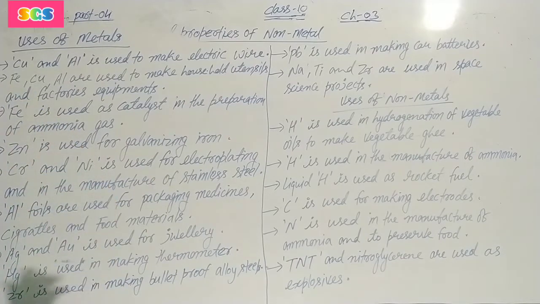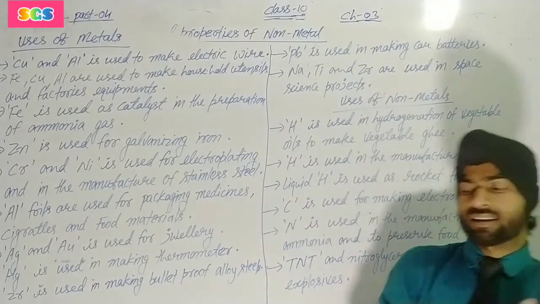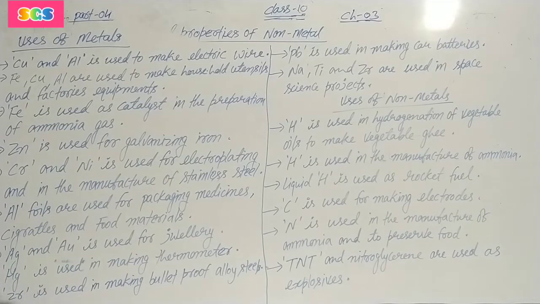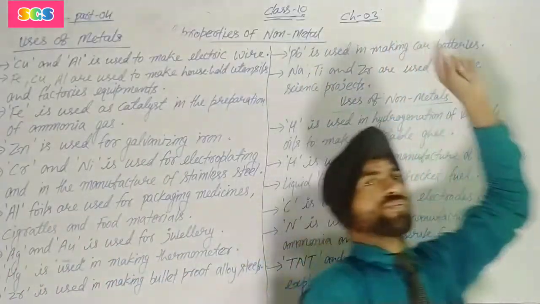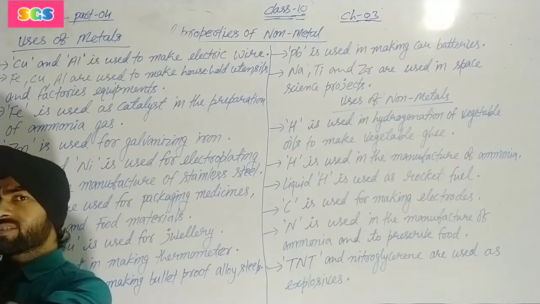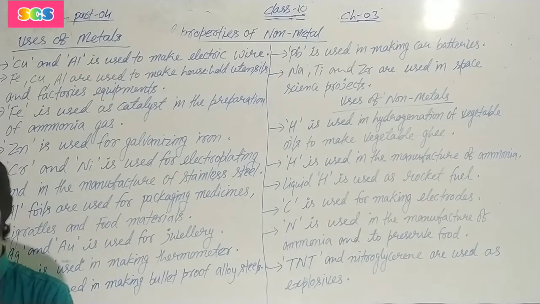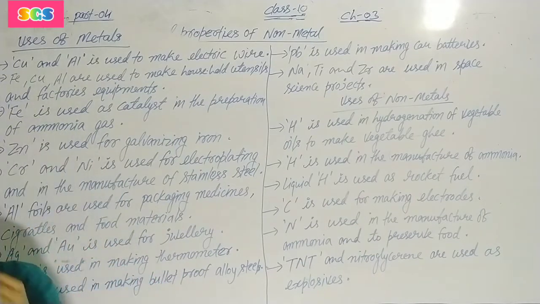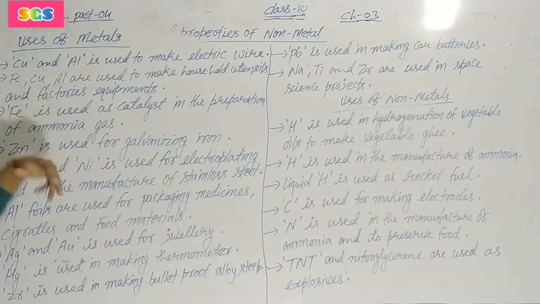Iron is a metal which is used as a catalyst in the preparation of ammonia gas. In the preparation of ammonia, iron is used as a catalyst by Haber's process. Haber's process, you should know. The Haber process is a process of conversion of atmospheric nitrogen into ammonia, a nitrogenous compound, by utilizing hydrogen, especially gained from methane, combining atmospheric nitrogen with hydrogen to form ammonia. In that process iron is used as a catalyst.